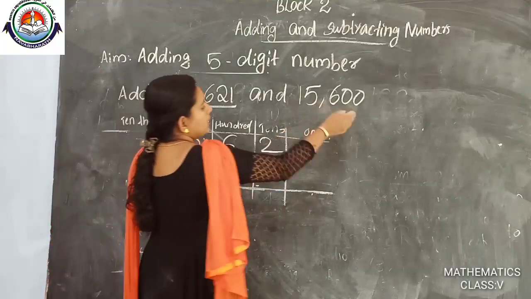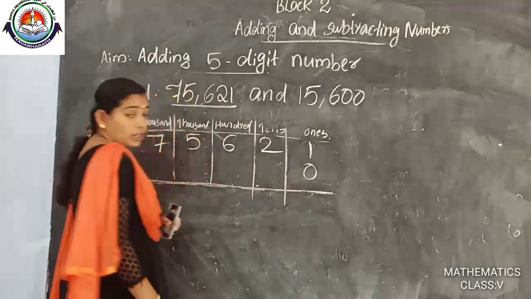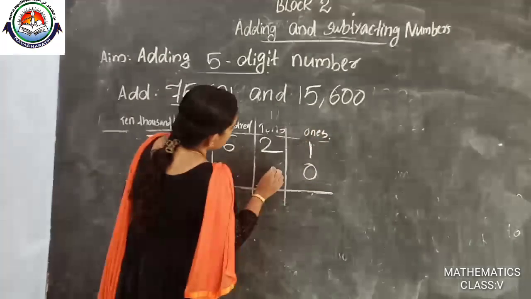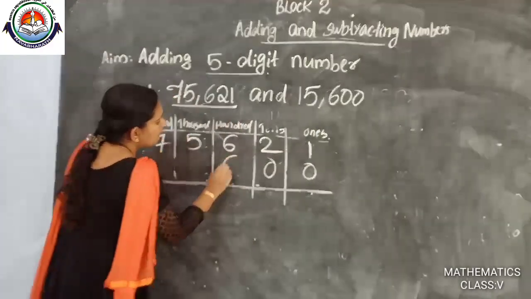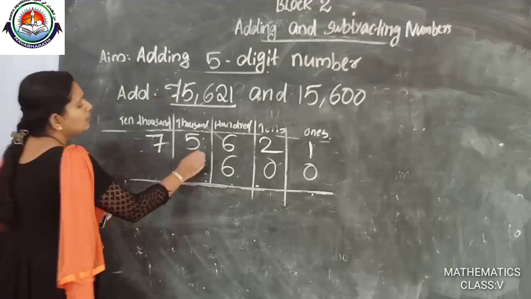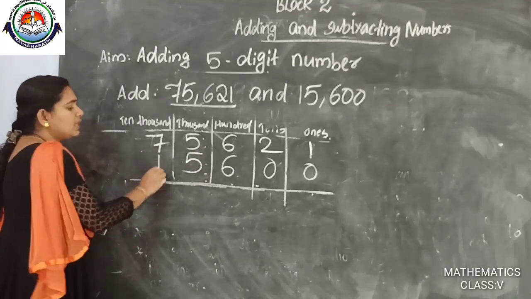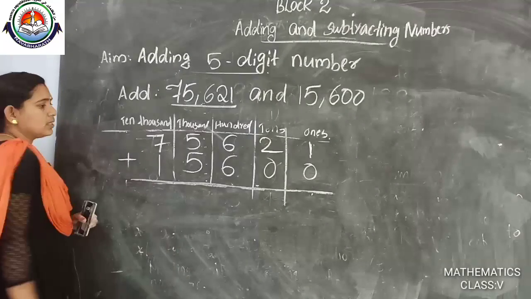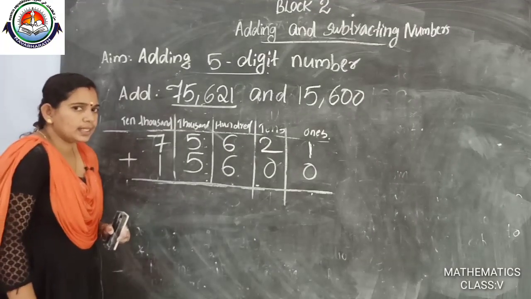And the second number, 0 in the place of ones, next 0 in the place of tens, 6 in the place of 100, 5 in the place of 1,000, 1 in the place of 10,000. Okay, we are adding these two numbers. Did all of you get the answer?